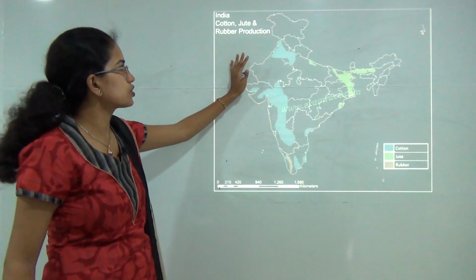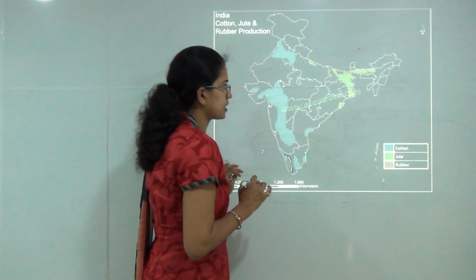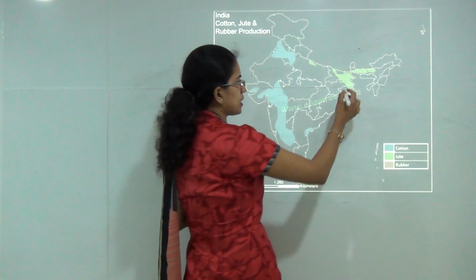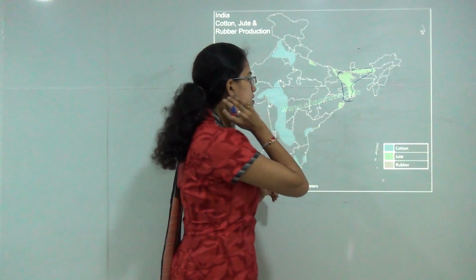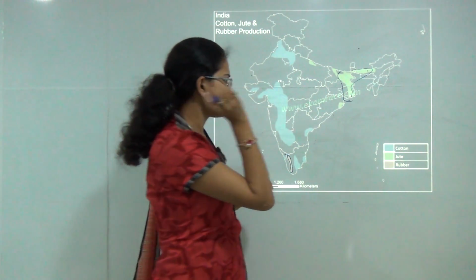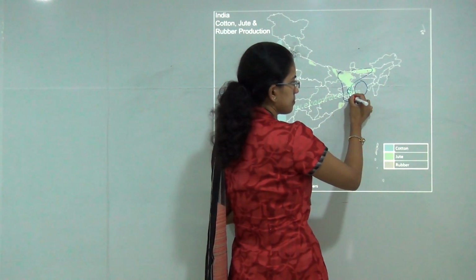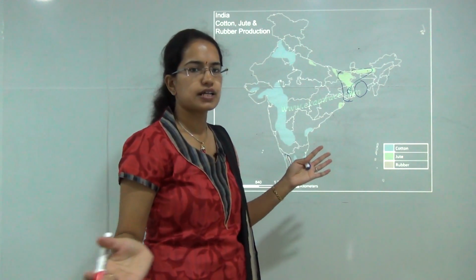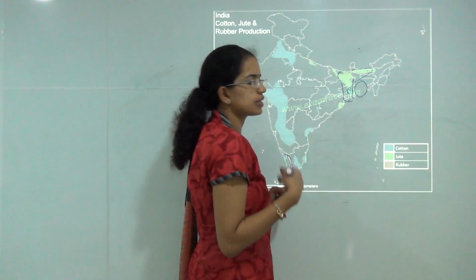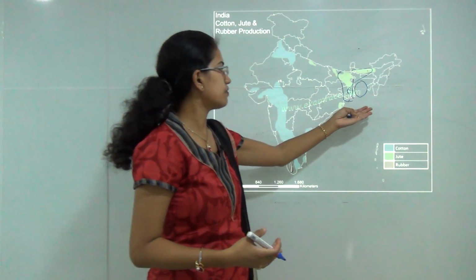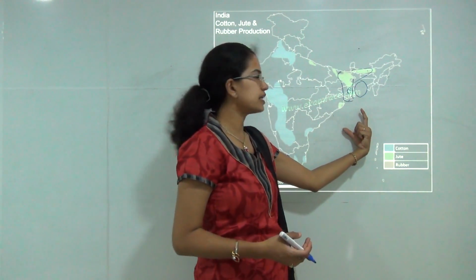Now comes the jute, cotton and rubber production. Rubber production is confined to parts of Kerala. Jute production is mainly confined to West Bengal and parts of Assam. This was a major issue of controversy because most of the jute production remained with Bangladesh and the mills remained with India during the Indo-Pakistan divide, and because of that the jute industry suffered a lot. Now there has been a lot done to revive the jute industry. However, this is the major jute growing region in India.